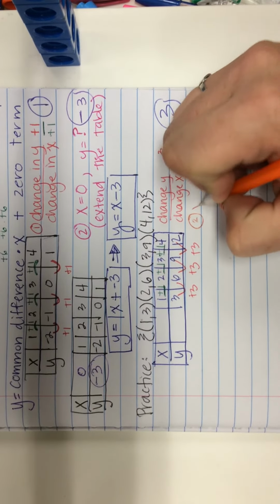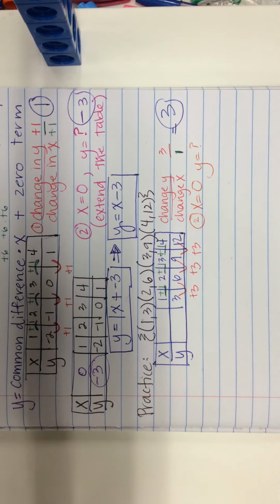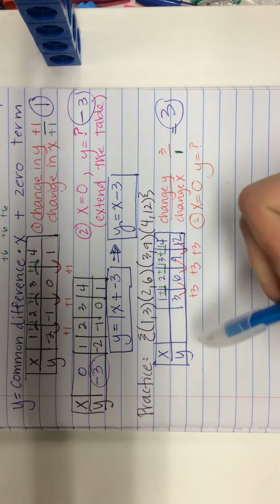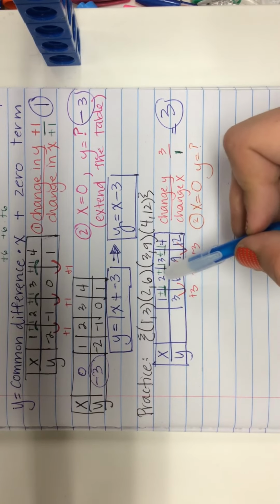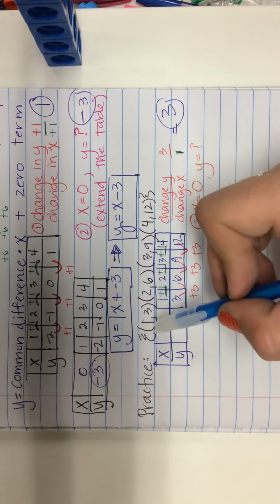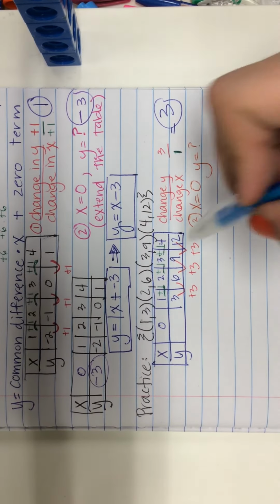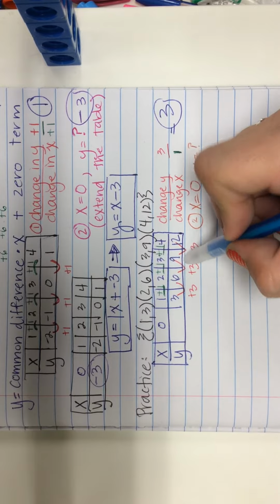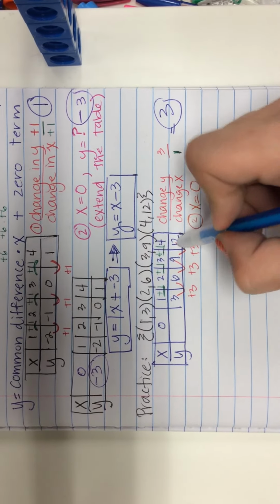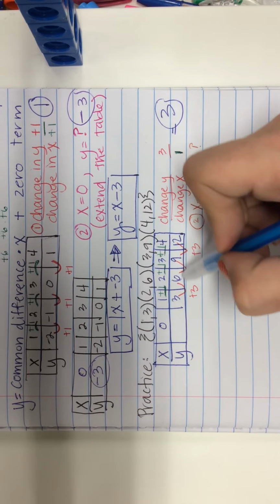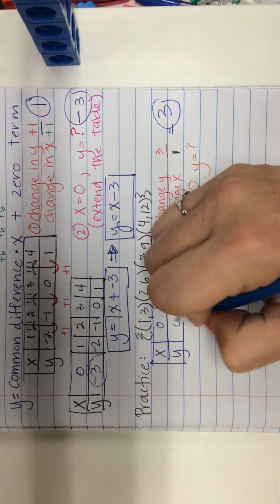Number 2, when x equals 0, what does y equal? All right, I have to get to 0 in the x value, so 4, 3, 2, 1, 0. 12, 9, 6, 3. What am I doing on the bottom? Minus 3, so 3 minus 3 is 0.